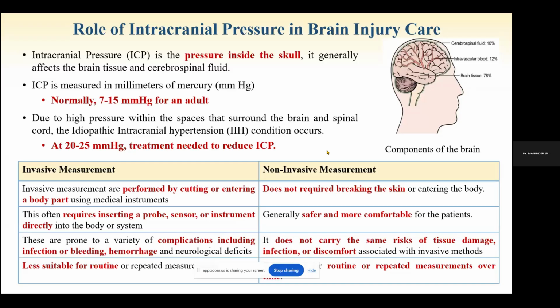When I talk about the role of intracranial pressure in a brain injury, according to the Monro-Kellie theory, the cerebrospinal fluid, the intravascular blood and the brain tissue are in an equilibrium position. If the brain tissue or the intracranial blood is disturbed, then this pressure starts to build up, and this generally affects the brain tissue. The major cause is that CSF, the cerebrospinal fluid, builds up inside the brain. If we talk about the normal range for the measurement of ICP, it is measured in millimeters of mercury, and the normal range is 7 to 15 mmHg for an adult.